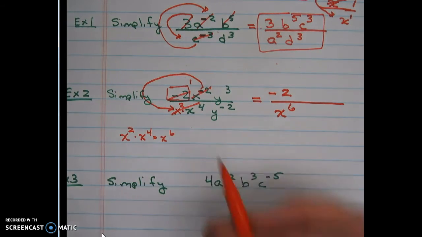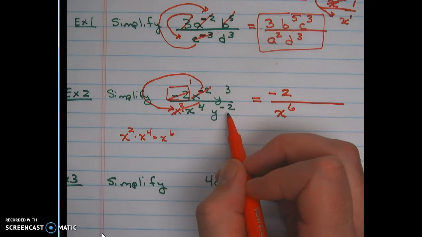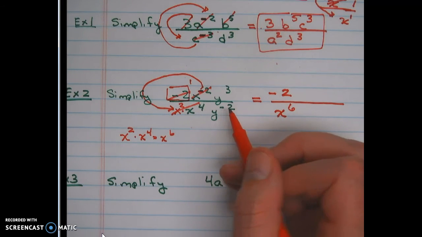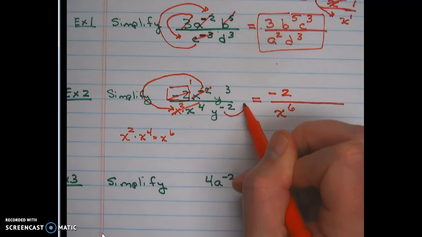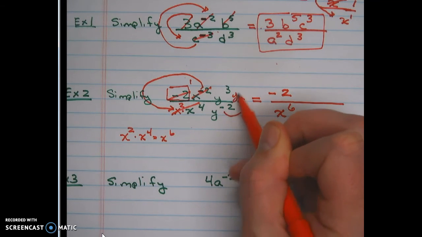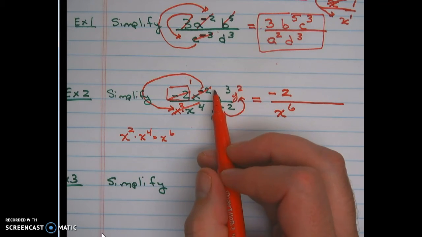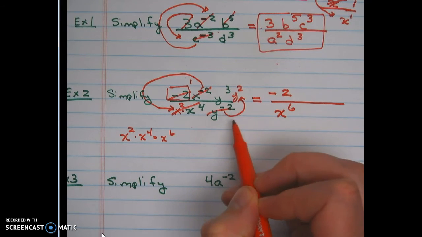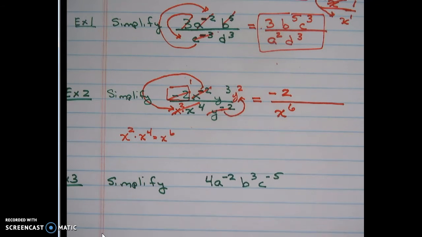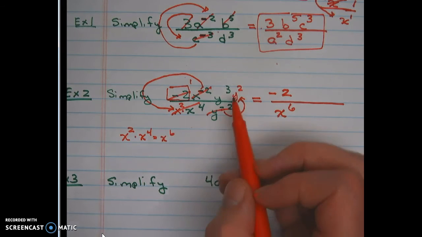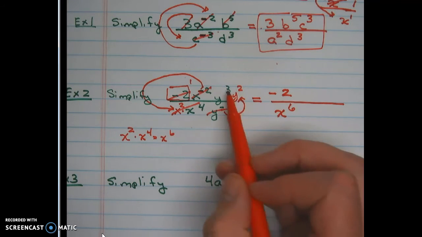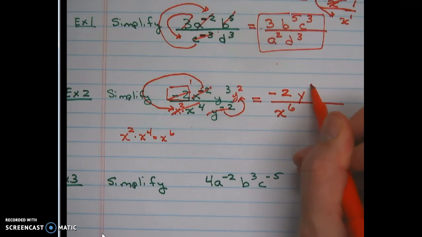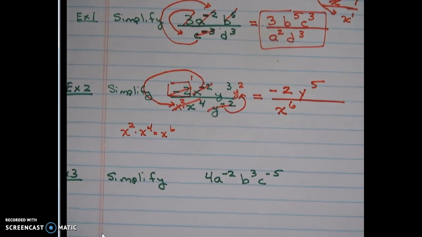Now I keep looking. Notice that I have a negative y. Can't have negative y's. They got to be positive. What does that negative tell me? It tells me it's in the wrong spot. So in my head I'm thinking those 2 y's have to come to the top. They're no longer negative now. But how many y's do I have total on top now? I had 3. Now I have 2 more because those 2 moved up there. 3 and 2 make a total of 5. So your final answer would be negative 2y to the 5th all over x to the 6th.